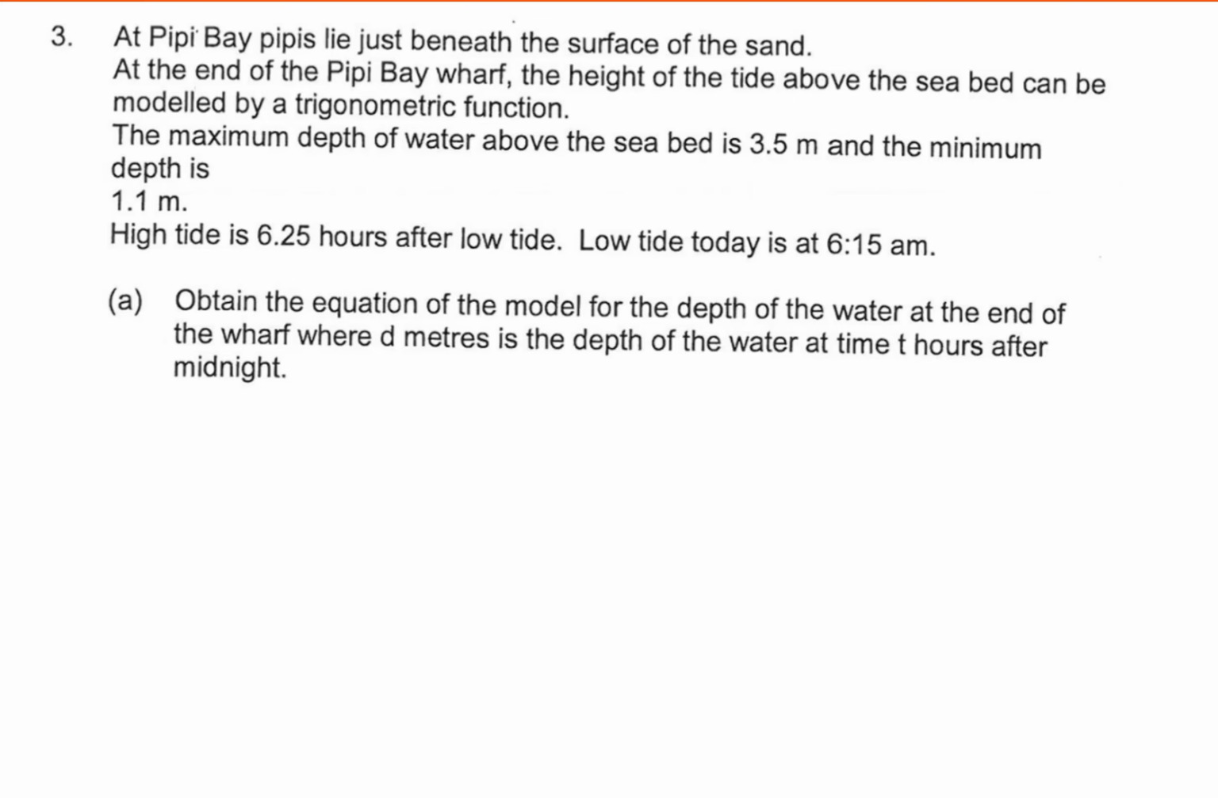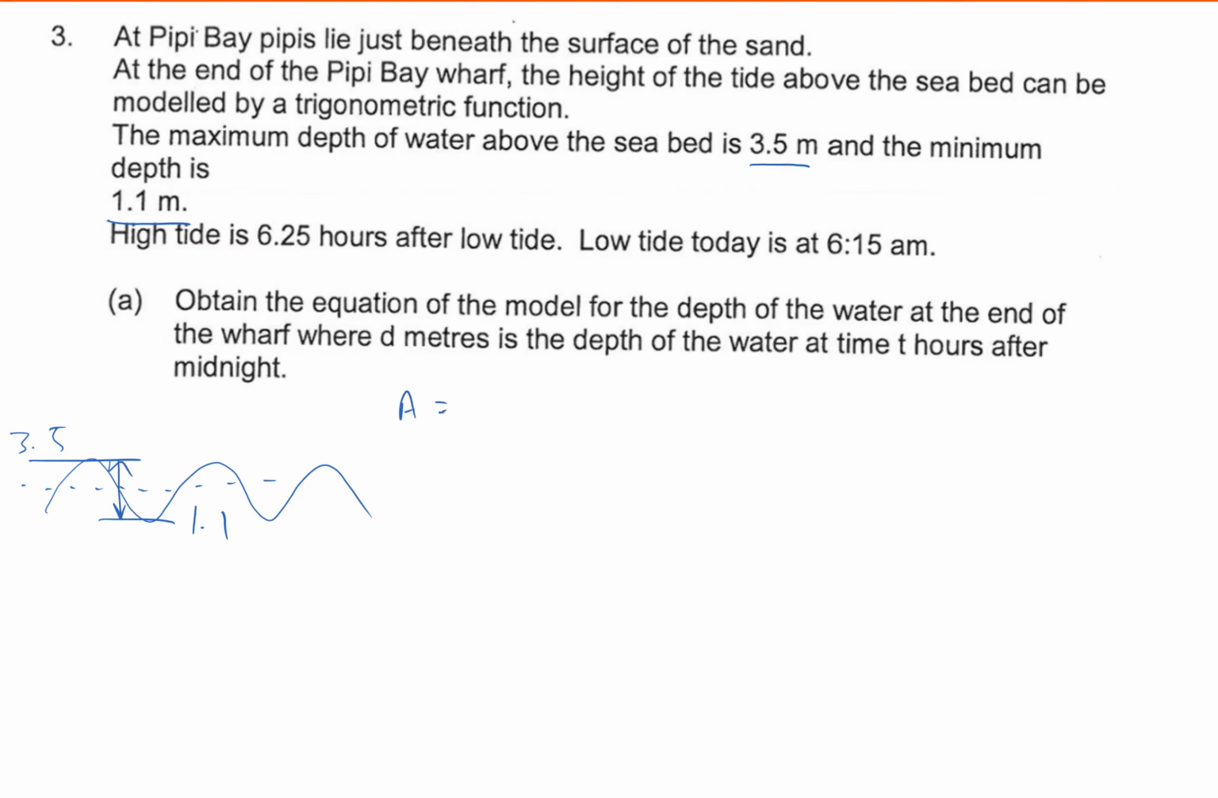So what I'm doing, I'm reading that, and I'm going, the maximum water is that, and the minimum is that. So in other words, I've got some sort of trig model in my head where that is 3.5 and that is 1.1. Happy with that? And so I'm going, okay, then my amplitude must be whatever that distance is.